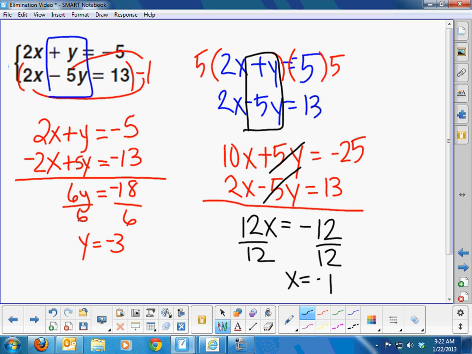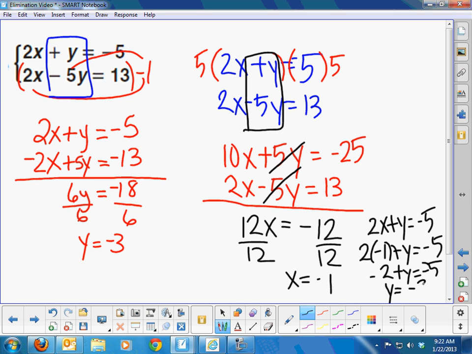Now I have that. To figure out my y, I plug it into either equation and solve. So I'm just going to take the first equation, 2x plus y equals -5, that original equation, substitute in my -1, and I get -2 plus y equals -5. So my y is going to be equal to -3. Notice how that's the exact same answer that Coach Wallace got over here.